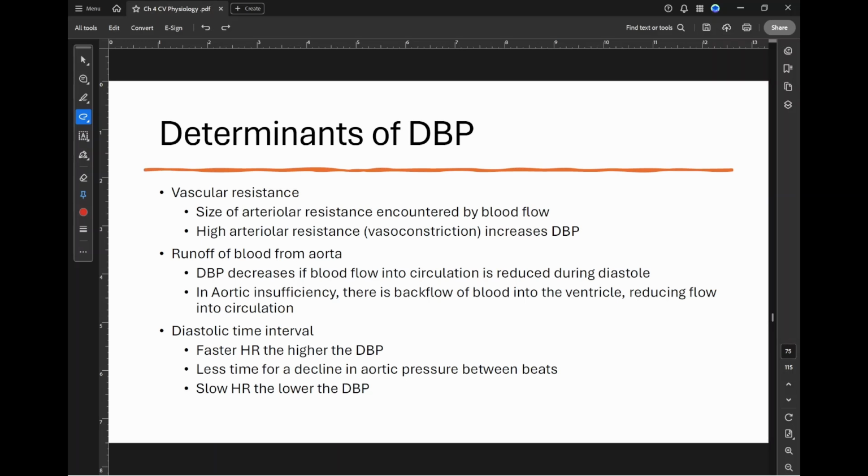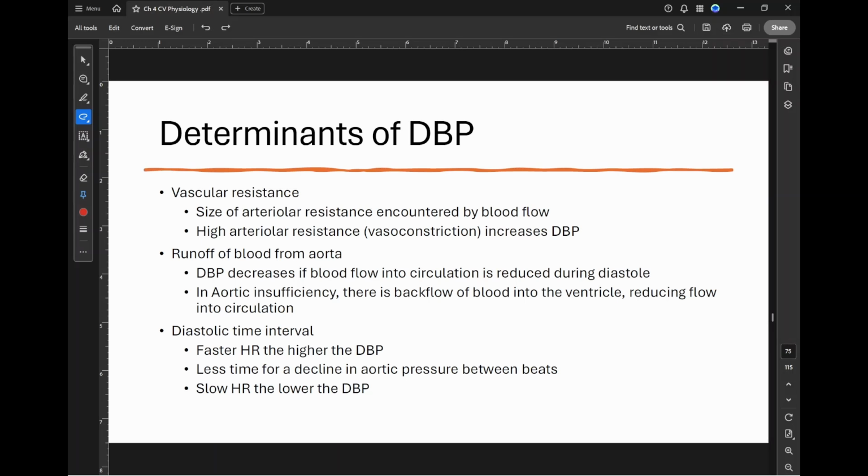So that's where you're altering your diastolic blood pressure, because there's less blood leaving the heart, less blood in the system at rest because nothing's there. Some of it went into the ventricle, some of it went to the body. That's the runoff from the aorta. That will decrease your diastolic blood pressure.